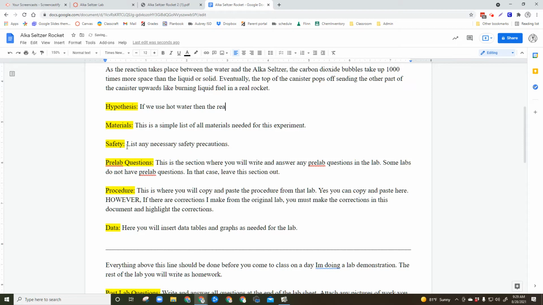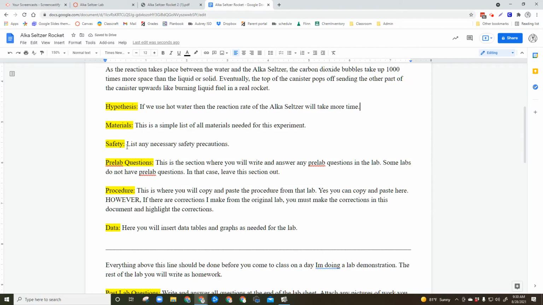And then, what's the other variable? Reaction rate. Then the reaction rate of the Alka-Seltzer will, and reaction rate, the rate of a reaction, rates are measured in time. Time, the unit for time is seconds. So we can say here that the reaction rate, if we use hot water, will increase or decrease. There'll be more time or less time. Will take more time, okay, or increase.